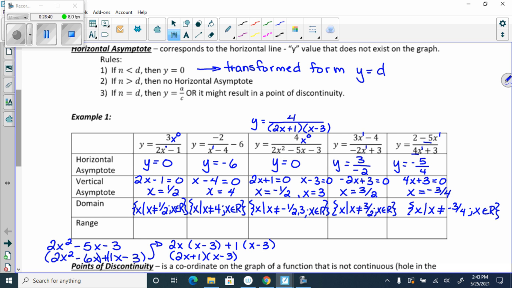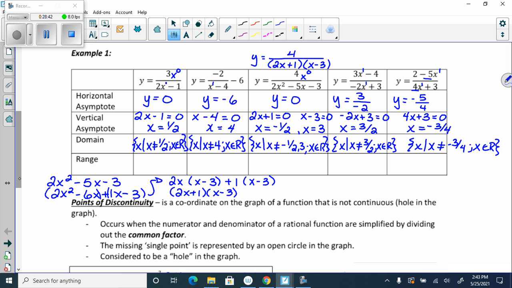And then my range is just y can't equal those. Do you change the order around just to mess with us? Yep. Great. This one's y not equal to 0. This one's y such that y cannot equal negative 6.